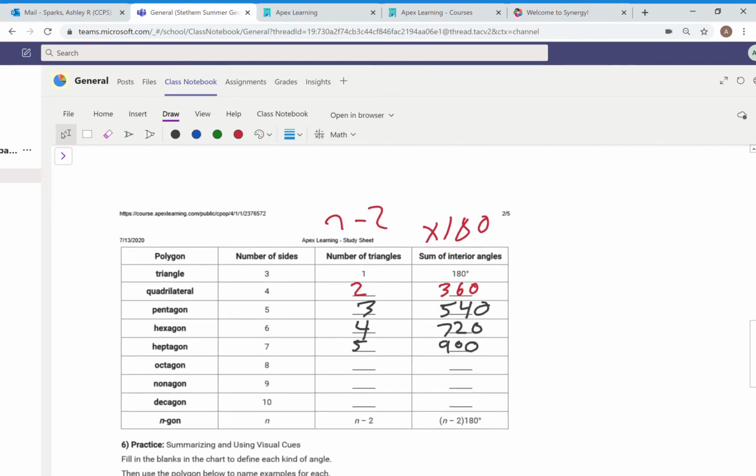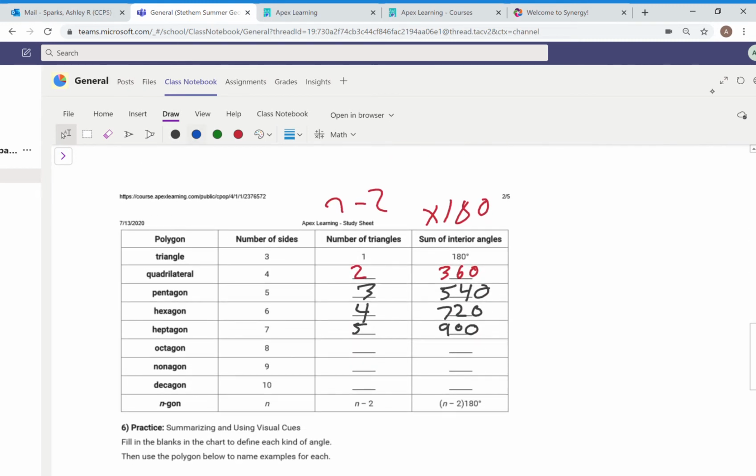Okay, so I have this nice list going on here. I'm going to continue to fill it in. I have my type of shape, it's the type of polygon. Let's try to get to know some of these names. You'll see them on Apex. You can always refer to the list.